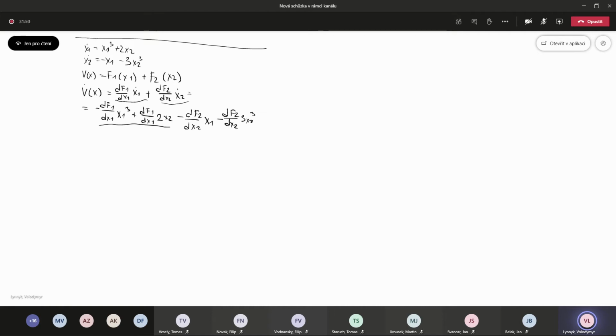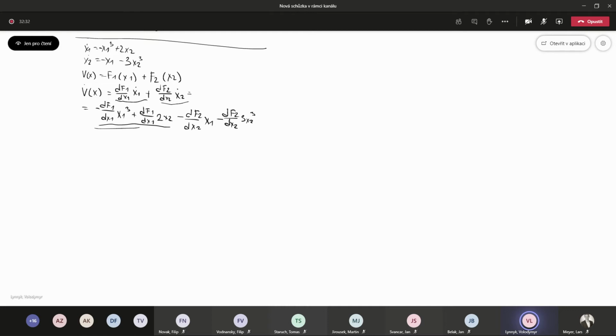Okay, now we can see from this that this part depends on... One question. Where does the minus come from in front of df1 over dx1? I'm sorry, you're right. Here is minus. I'm sorry. Okay, perfect. Thank you.